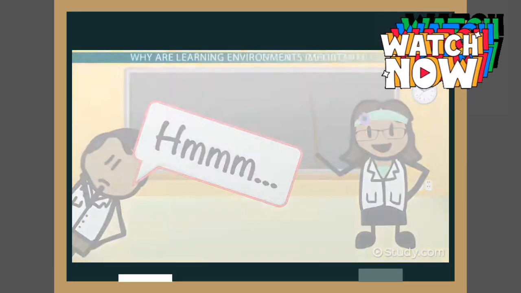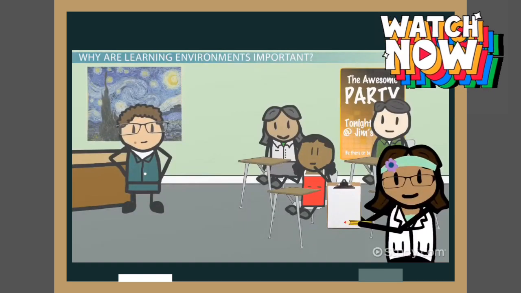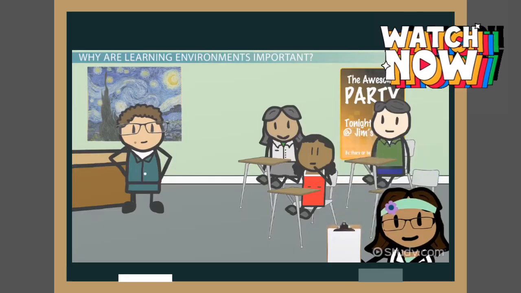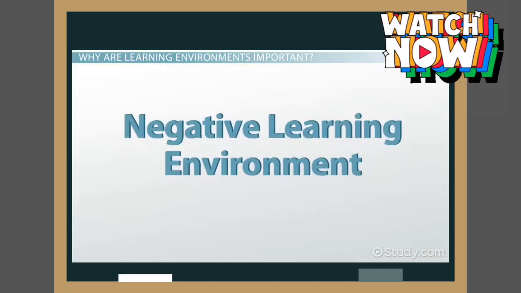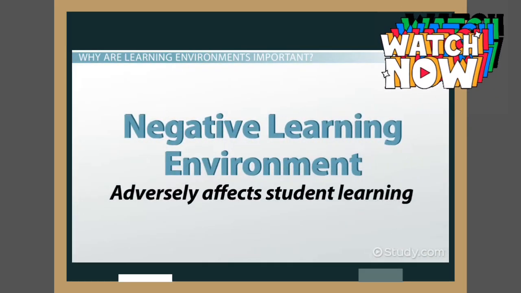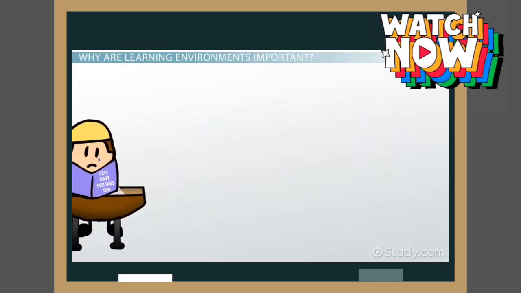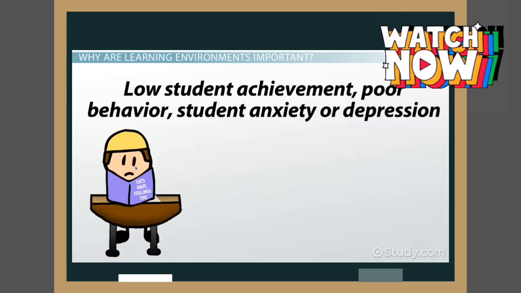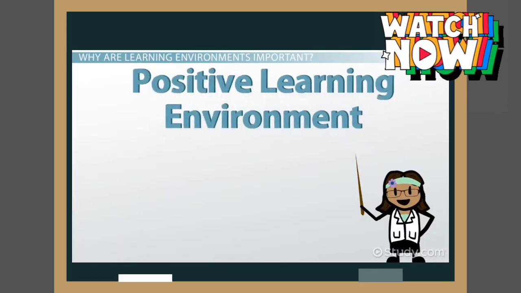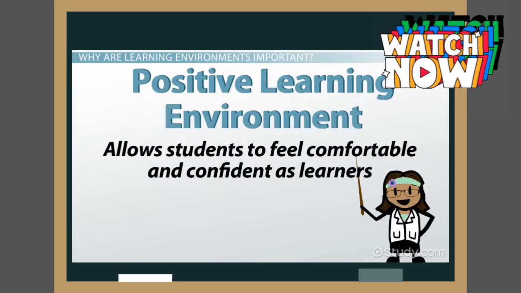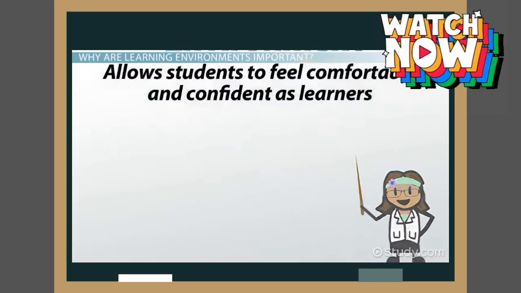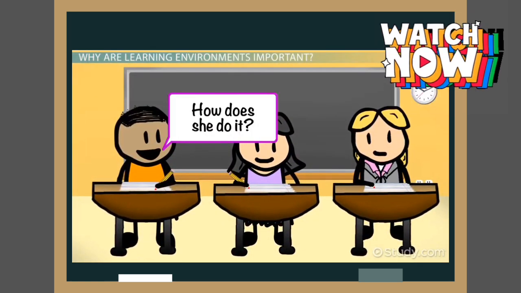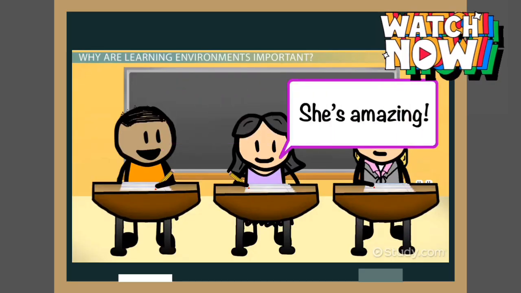Here we go. Ms. Martin has learned over the years that the learning environment in her classroom is vital to student success and impacts students in many ways. A negative learning environment, or setting that adversely affects student learning, can affect Ms. Martin's students in many ways, such as low student achievement, poor behavior, student anxiety, or depression. Ms. Martin works hard to maintain a positive learning environment, or one that allows students to feel comfortable and confident as learners. Her students are hard workers and have high achievement levels. What does she do to make her classroom learning environment one where students thrive?